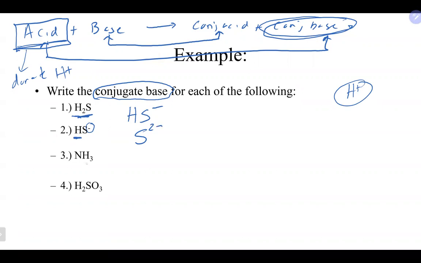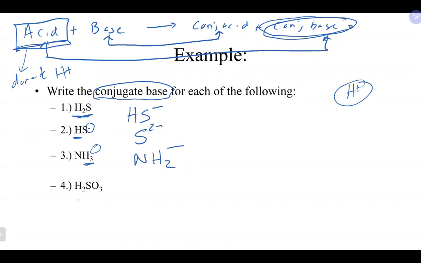Coming here, we're going to lose an H. That leaves us 1 nitrogen and 2 hydrogens. Once again, here we are neutral, which means when we lose the plus, we will become one more negative. So we'll end up with NH2 minus.